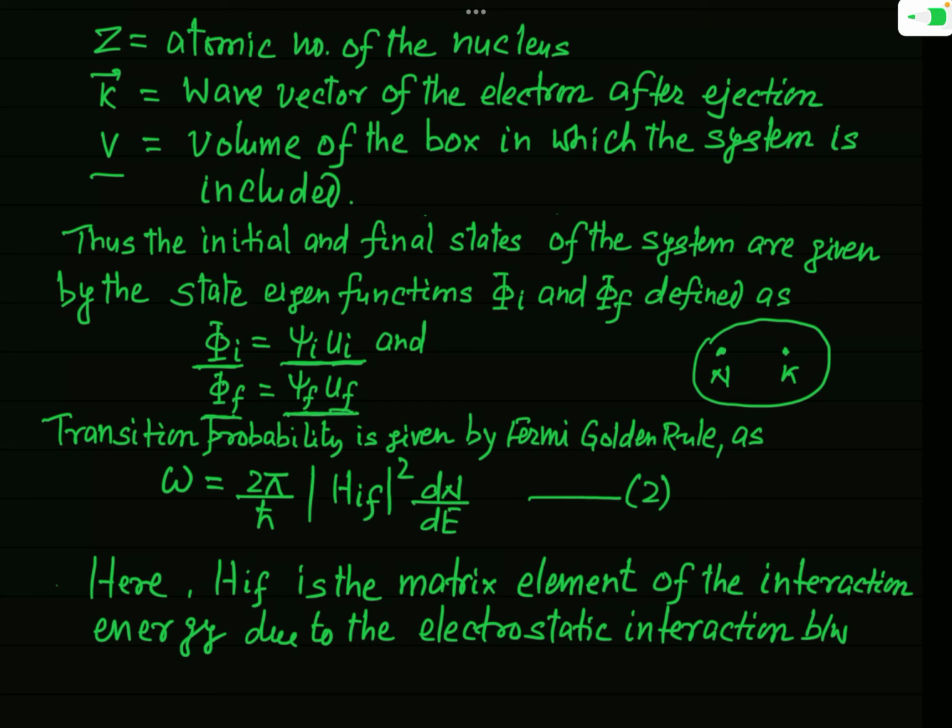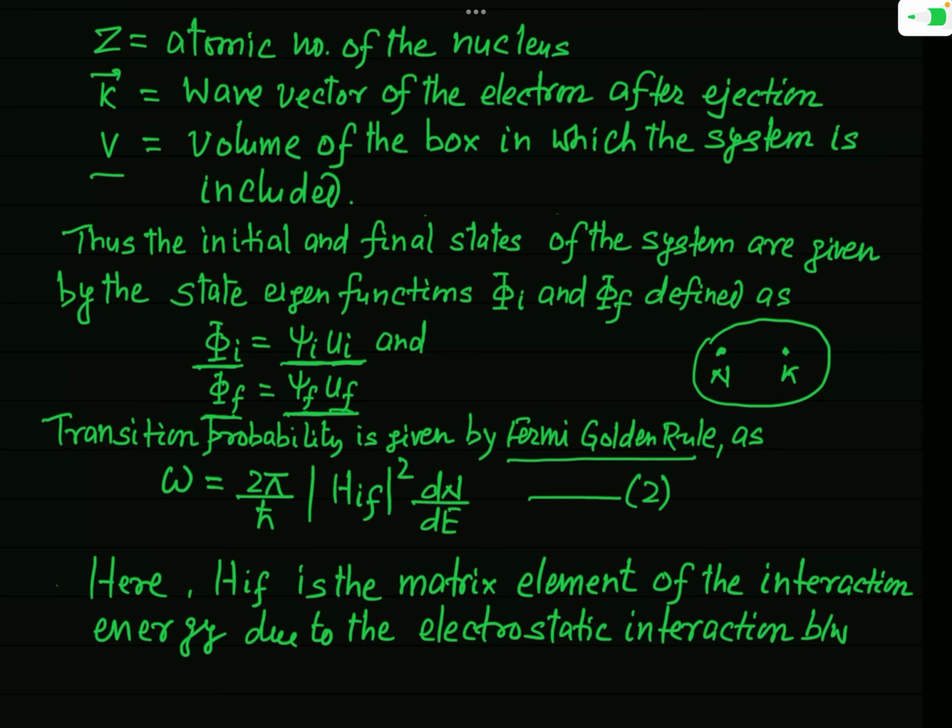So in the final state, the wave function of our system will be phi f, and that will be given by psi f times uf. Now we study such transition processes in quantum mechanics, and the transition probability is calculated by a famous rule given by Fermi, known as the Fermi Golden Rule. So if you want to know the transition probability of this process, that is, when our nucleus transforms its state from I to F, what is the probability of this transition?